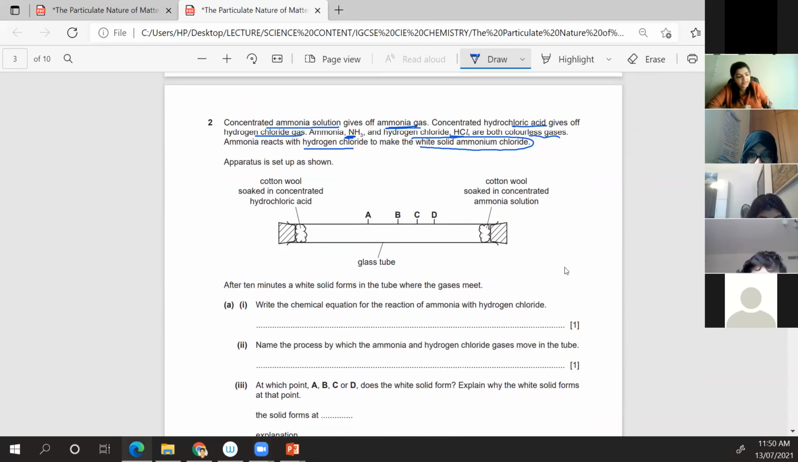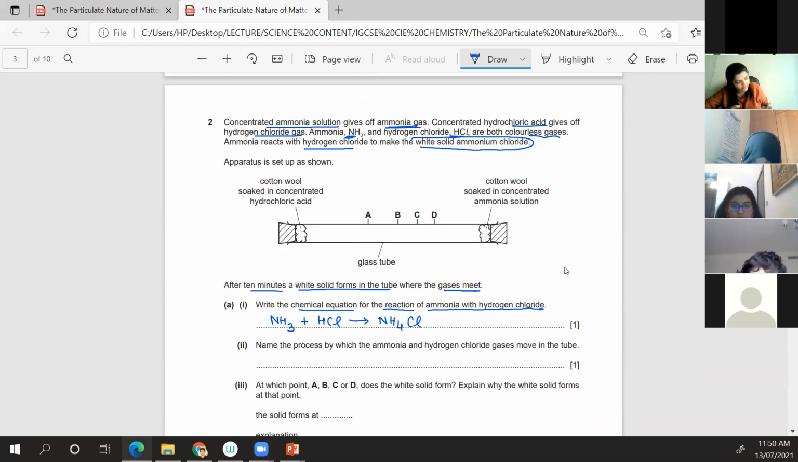Let's say after 10 minutes, a white solid forms in the tube where the gases meet. Write the chemical equation for the reaction of ammonia with hydrogen chloride. So over here it will be NH3 plus HCl gives ammonium chloride, NH4Cl. Those who don't know the valency, it's okay. We are going to learn about the valency, so don't worry about that. So the chemical equation will be NH3 plus HCl gives NH4Cl.